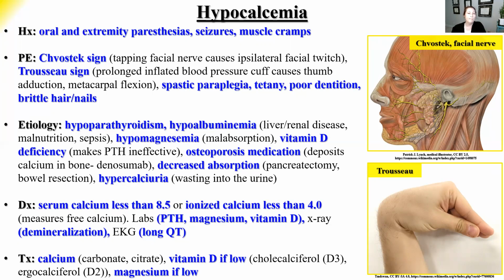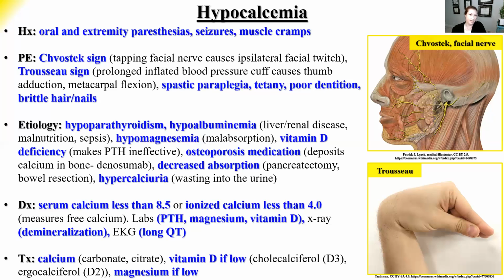By definition, hypocalcemia is a serum calcium of less than 8.5 or an ionized calcium of less than 4.0. Remember that ionized calcium measures the free calcium. The labs that we should order in the workup of this patient are a parathyroid, a magnesium, and a vitamin D, remember, because those are the causes of this. On X-ray, we may also see that they have demineralization, and that will be commented as osteopenia. And then on EKG, depending on how severe this is, you can get a prolonged QT segment.